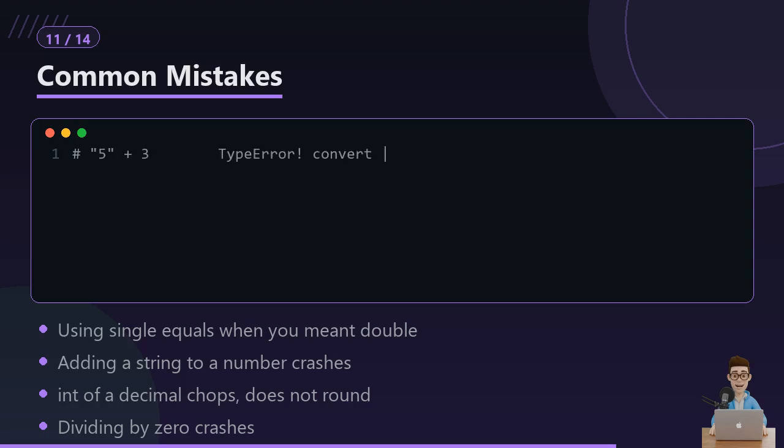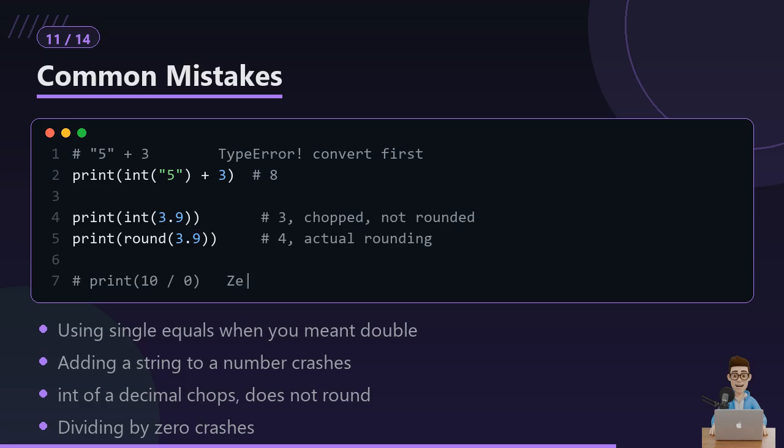Now the traps. Adding the text 5 to the number 3 crashes with a type error, so convert first. And watch this. Int of 3.9 gives 3 because int chops off the decimal, it does not round. Use the round function for real rounding.